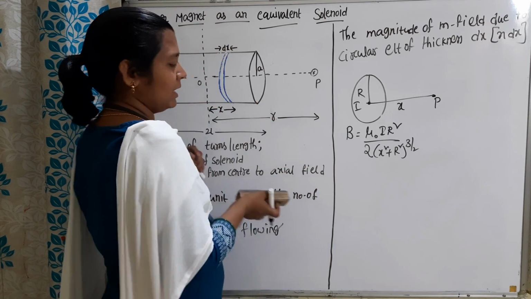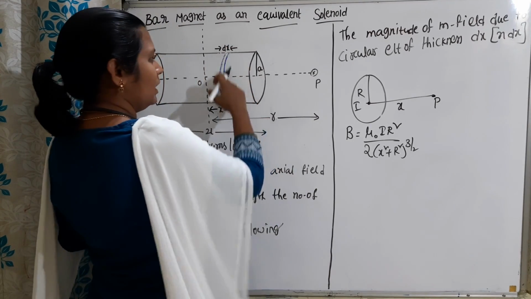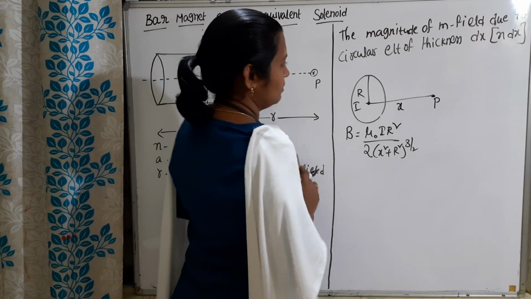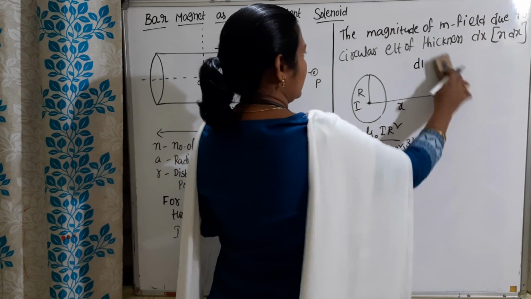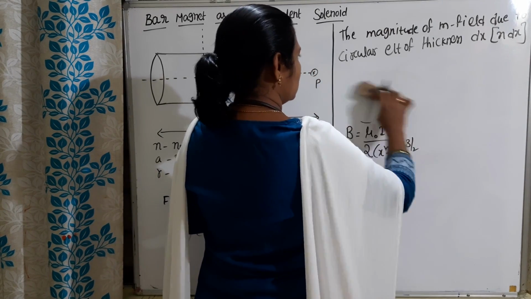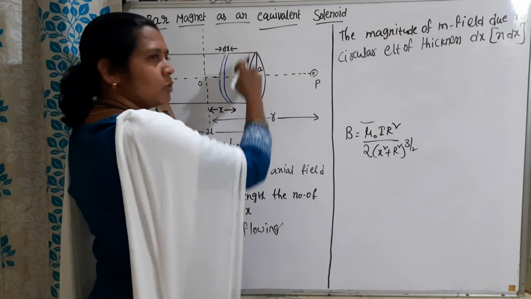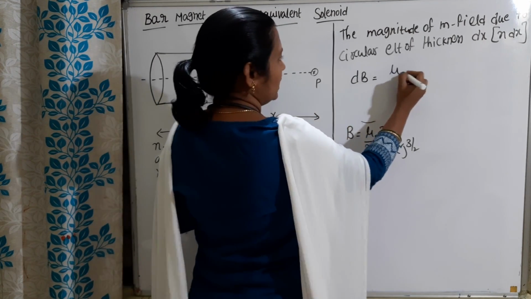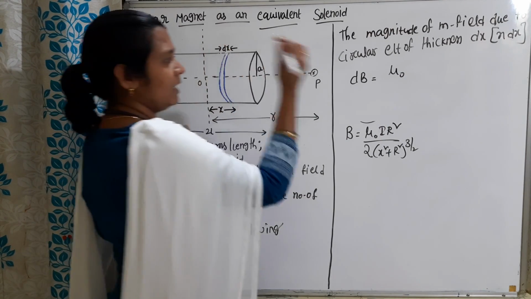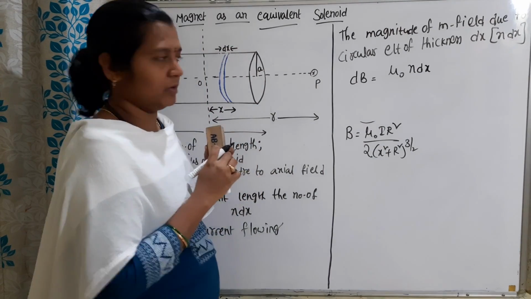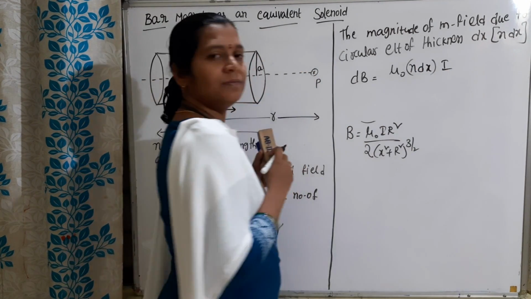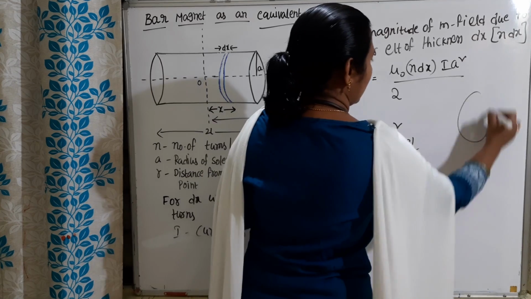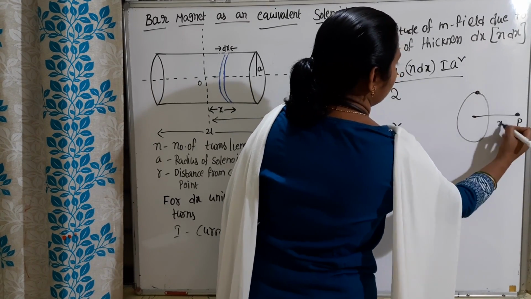Now for our case, the magnetic field due to a circular element containing n dx number of turns, we can calculate the magnetic field dB. We are writing it as a small magnetic field, not because of the entire solenoid. The magnetic field due to a circular element of thickness dx is given by mu naught. How many turns are there in this dx unit length? We have n into dx turns, and the current flowing through it is I. The radius of this solenoid is a, so a square by 2 into, what is x?